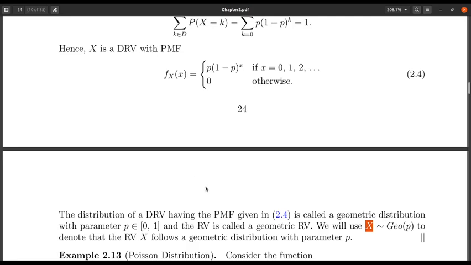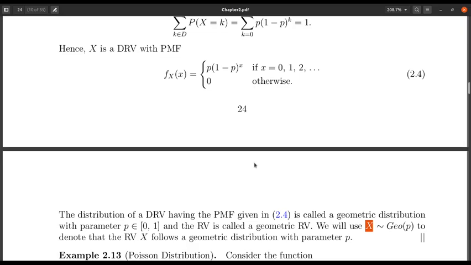I hope these three things, Bernoulli, binomial, and geometric, are clear to everyone. You see that we start with the Bernoulli and then generalize to binomial, and we then see a little bit of a variant of that, which is geometric.